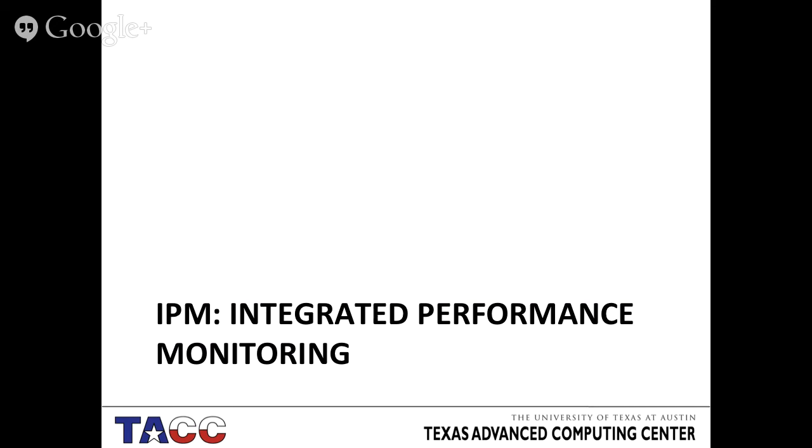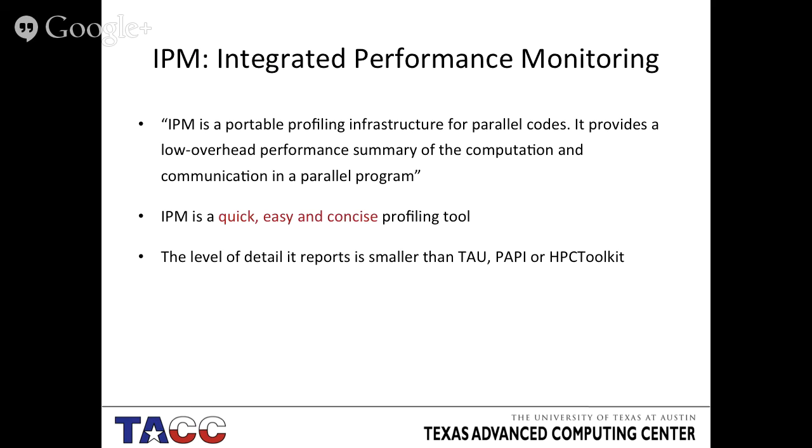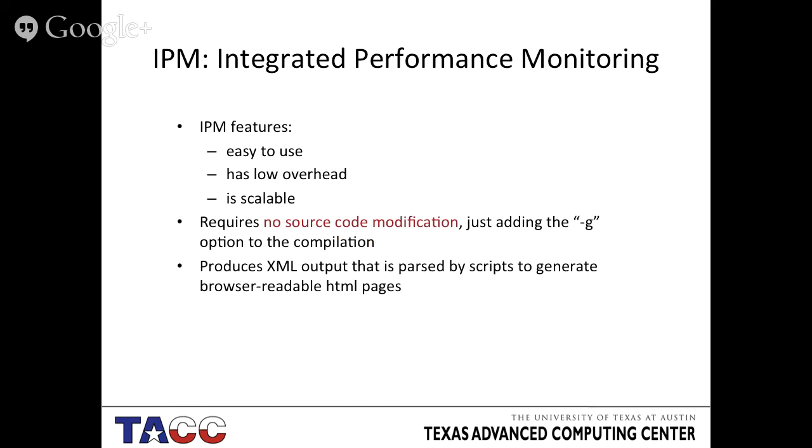Another tool that we have here is IPM, which is Integrated Performance Monitoring. It's a very quick and easy to use profiling tool. It's not going to give you the level of detail that TAU, which we'll see later, PAPI, HPCToolkit or even PerfExpert will give you. It's because sometimes you don't need so much detail, okay? If you just want a quick overview of how your code is behaving, you don't need all that information.